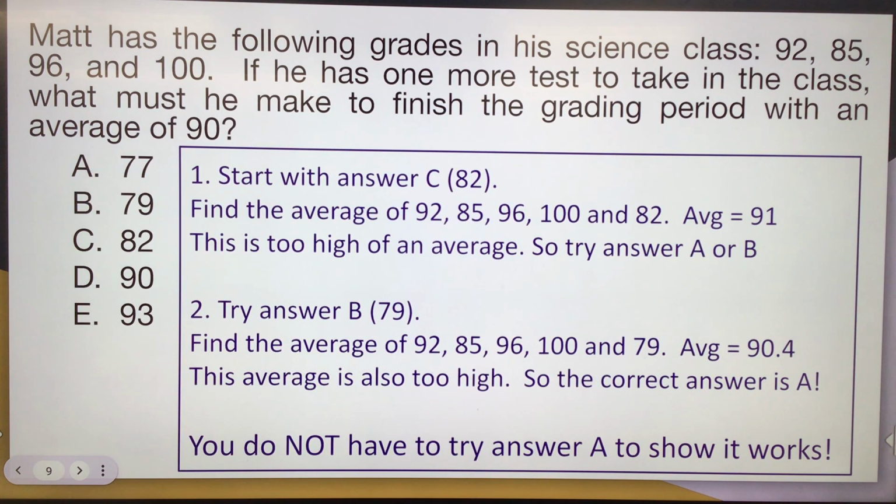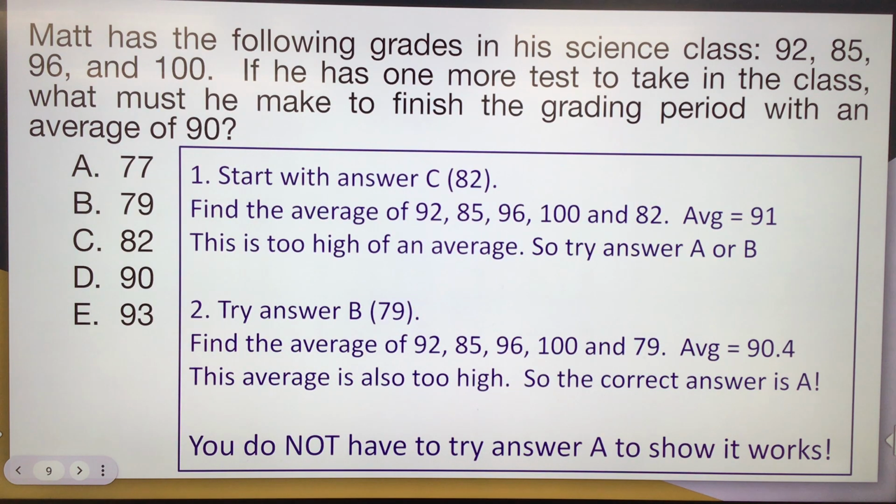So we're going to try either A or B. It doesn't matter which one. Let's try answer B. So if we plug a 79 in, and again, we find the average, we find his average is 90.4. Again, this is too big. So we know the answer is A. You do not have to try the 77 and plug it in and do all the work to show that's the answer. We tried answer B and it was too big, so obviously the answer is A. Mark that answer and move on.